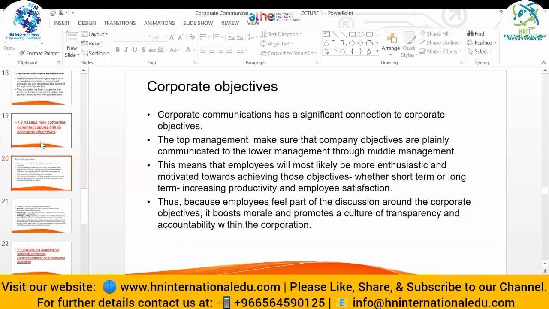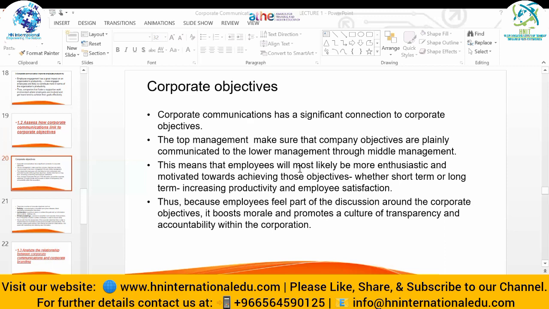The top management makes sure that company objectives are plainly communicated to the lower management through middle management. That is, the board of directors want the upper level management to convey the message, the order, to the lower level management in such a way, because shareholders share a little bit of tough information with the board of directors and the stakeholders. They're in a difficult world. So it's the responsibility of the upper level management to convey to the lower staff in a very simple and perfect way. This means that employees will most likely be more enthusiastic and motivated towards achieving those objectives because they feel motivated, they feel important. Whether short term or long term, increasing productivity and employee satisfaction.